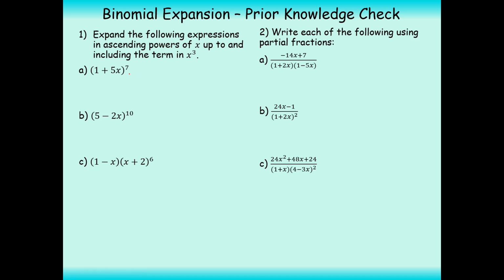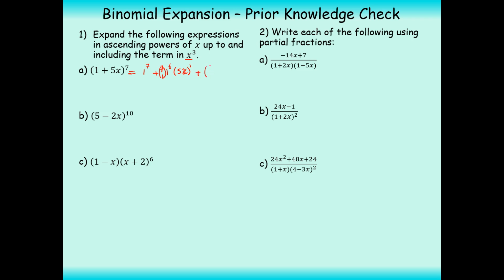Let's see what you would do for expanding 1a. It wants you to go up to powers of x to the power of 3. So you would have 1 raised to the power of 7, and that would be the first term. That would be simply 1. Then you would have 1 raised to the power of 6 and 5x raised to the power of 1. And don't forget the binomial coefficient here, which would be 7 choose 1. I left out the binomial coefficient from the first term because 7 choose 0 is simply 1.